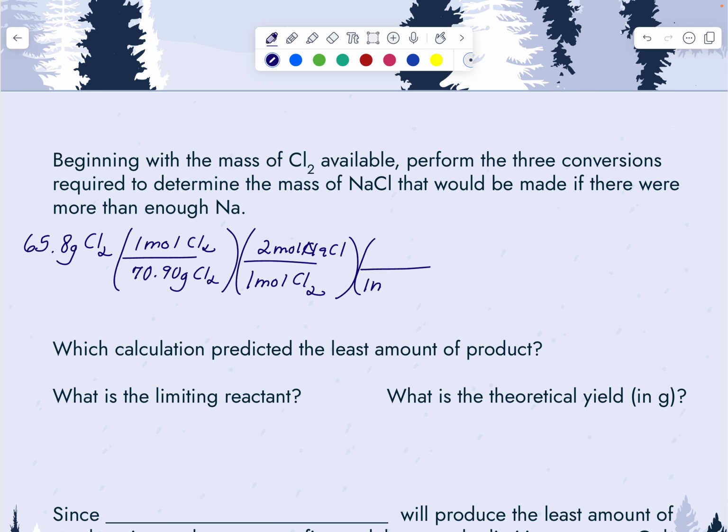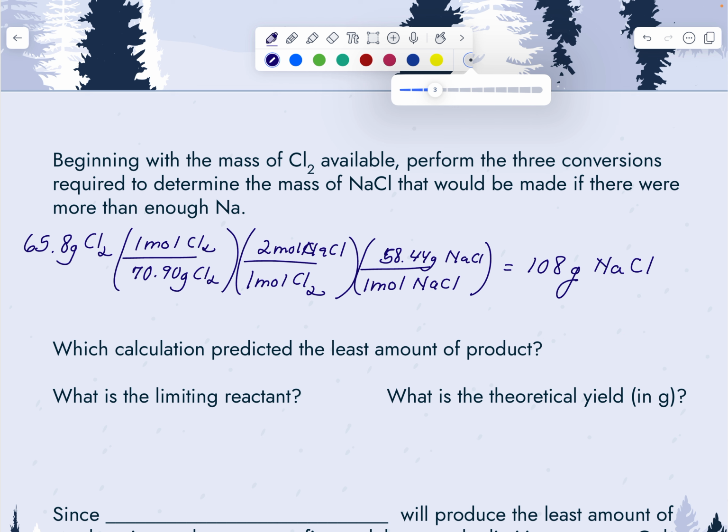And then again, converting to the number of grams of sodium chloride that can be produced. And this tells me that if I use up all my chlorine and I have unlimited sodium, I should be able to make 108 grams of sodium chloride. And very similar to what we did a few days ago, whichever one gives us the least amount of product is going to be the maximum amount of product that we can make, because that reactant that produced that much would get all used up.